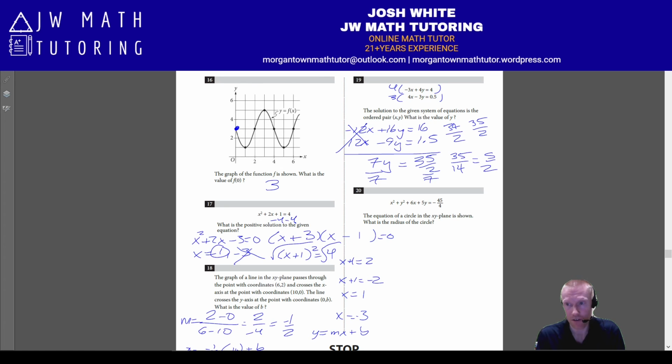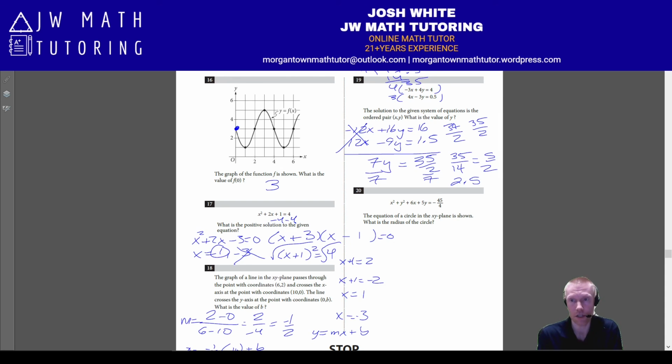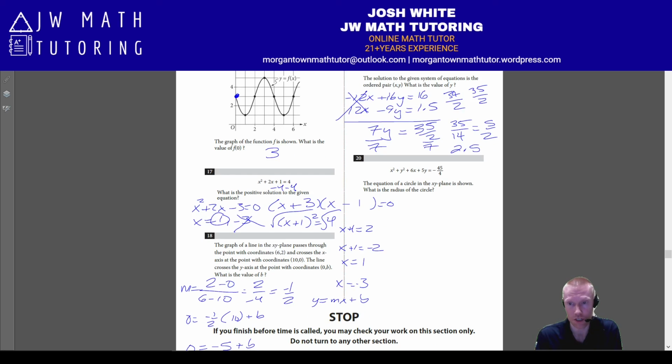Okay, and it becomes 5/2. So you could grid in the answer for y as 5/2, or you could also grid it in as 2.5. Or you could also technically do 7 into 17.5 and just do it out the long way, long division, like you learned back in elementary school, and you could get 2.5 that way as well. So either answer is correct, but you do have to solve the system of equations using either elimination or substitution.